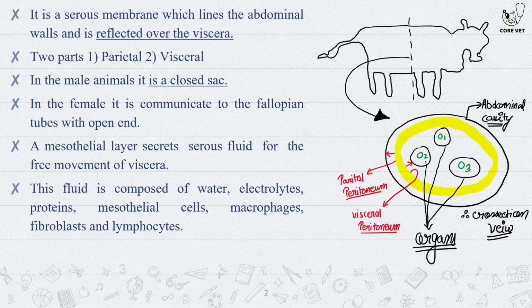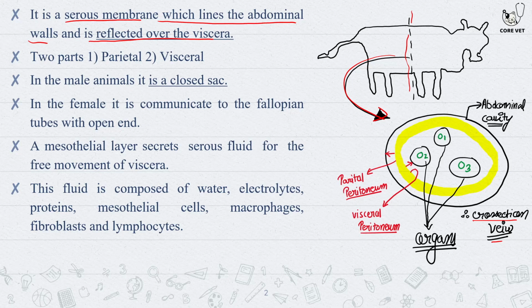So stay tuned. Primarily, what is the peritoneum? It is a serous membrane which lines the abdominal walls and is reflected over the viscera. For understanding purposes, let me show you. Consider this as an animal. We had dissected that animal from the midline, and now we have a cross-section view of the abdominal cavity. What you can see is the abdominal cavity over here, and it is a cross-section view of that particular abdominal cavity, right?